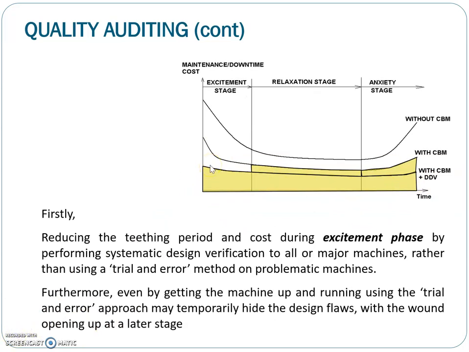First, it reduces the teething periods and costs during the assignment phase, by performing systematic design verification on all or major machines, rather than using trial and error methods on problematic machines. Getting the machine up and running using the trial and error approach may only temporarily hide the design flaws, with the wound opening up at a later stage.